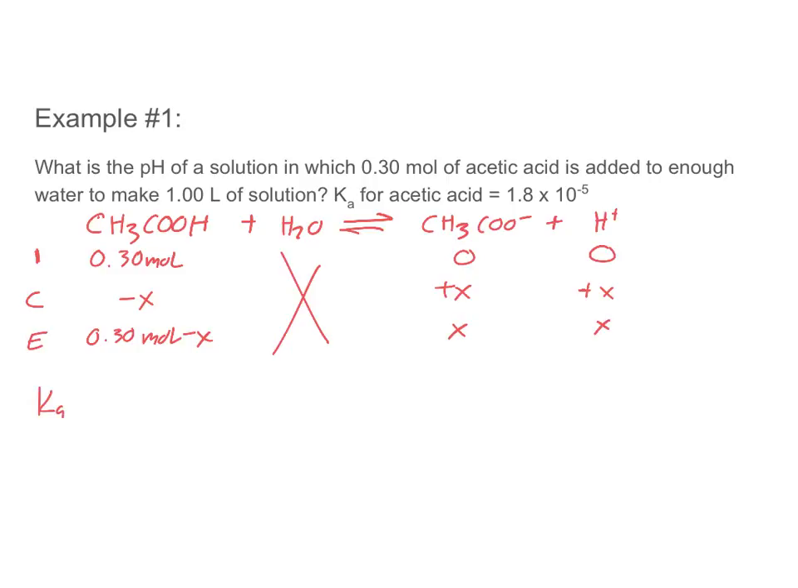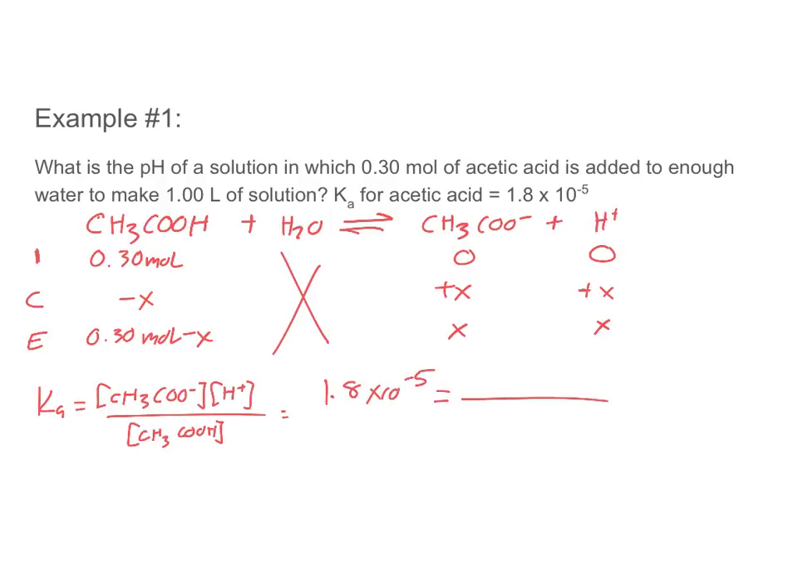If I write my Ka expression, CH3COO minus, the acetate ion, times the hydrogen ion, over the acetic acid, this will equal a value of 1.8 times 10 to the minus 5, which will equal X concentration times X concentration, over 0.30 moles minus X concentration.